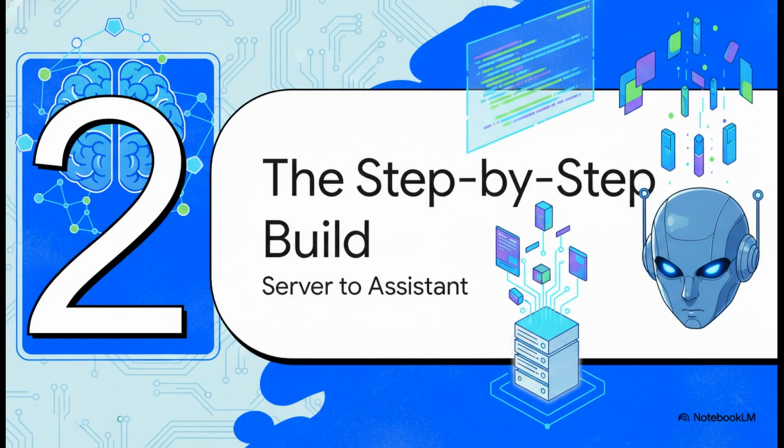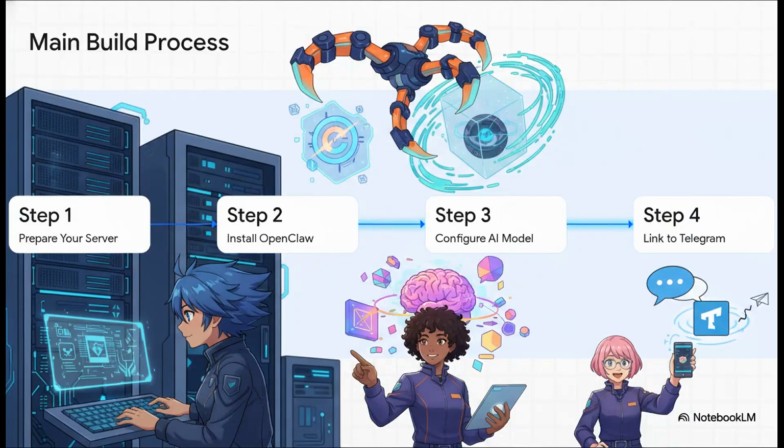All right, got your tools? Good. Now for the fun part, the actual build. I promise, this is a super straightforward 4-step process. And by the time we're done, you are going to have a fully functional AI assistant just waiting for your commands. So here's the game plan. First, we'll get the server ready, then we'll install OpenClaw, and you won't believe how easy that is. After that, we'll set up its AI brain, and finally, we'll connect it all up to Telegram so we can actually start talking to it.